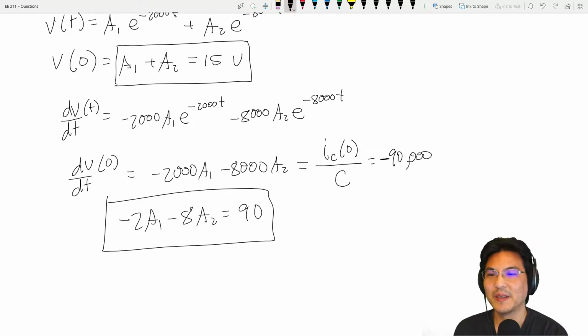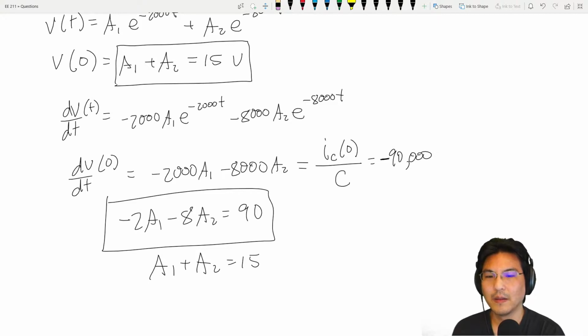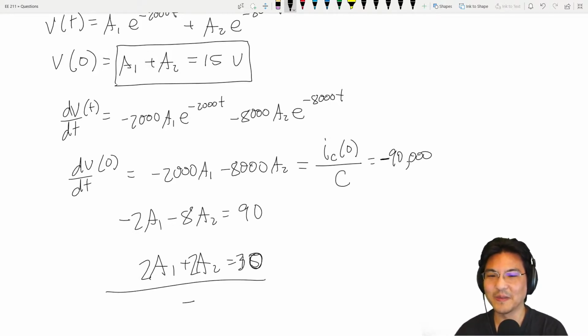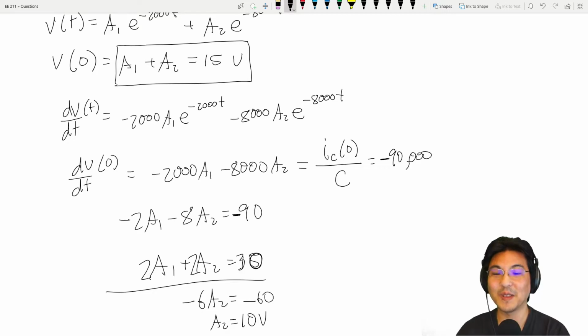Actually, maybe I can just solve it right now, right? Let me just write these two next to each other. So we have two equations, two unknowns. Let's just multiply the second by 2, and this is 30. Right? Add these two together. What do you get? Negative. Oh, sorry. I lost my minus sign again. Okay. Add these two together. Negative 6a2 equals minus 60. So a2 is 10.